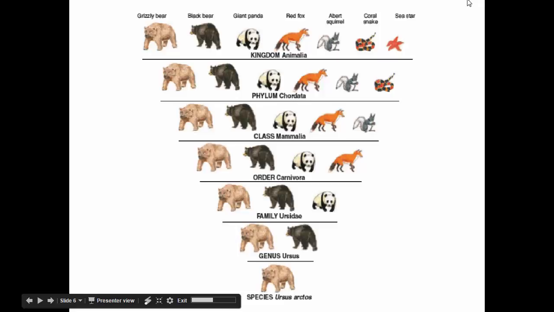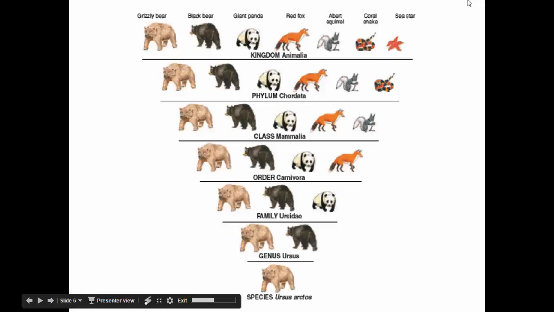This doesn't include domain, but it starts at domain. So all of those organisms that you see at the top, the grizzly bear, the black bear, the panda, the fox, the squirrel, snake, and the sea star, they all are in the same kingdom, the animal kingdom. They're all animals. If we move down the level of taxonomic classification into phylum, okay, phylum Chordata, these organisms are in the same phylum Chordata.